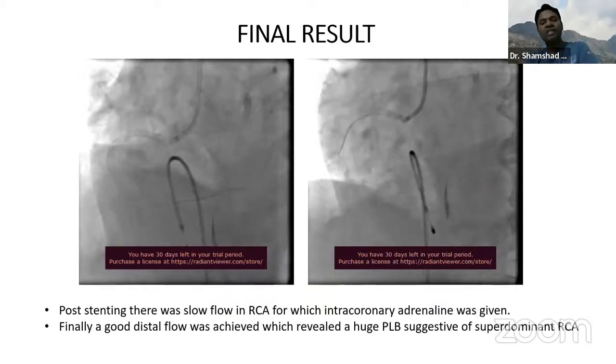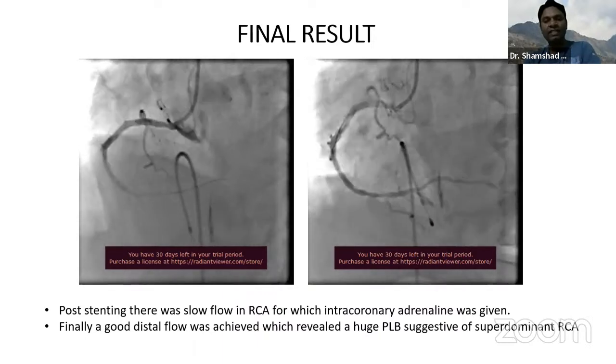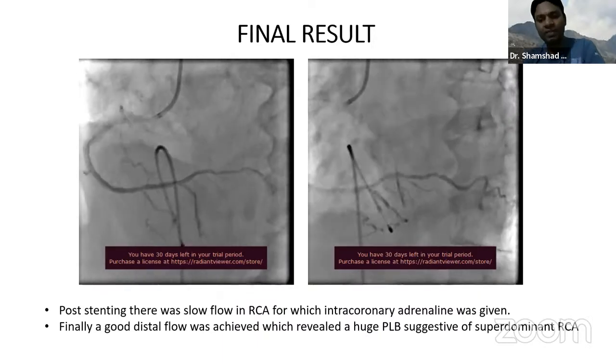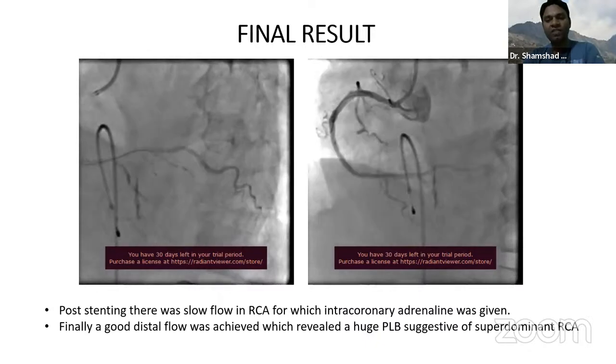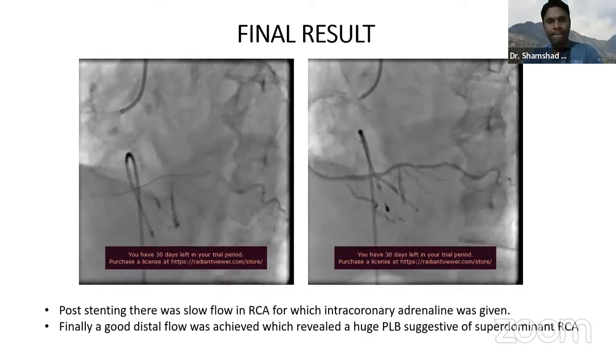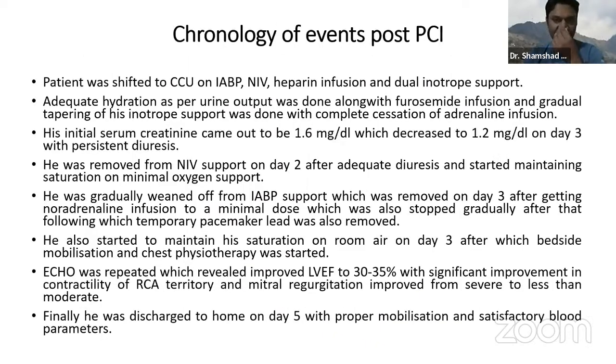Finally, good distal flow was achieved, and we can easily see that there was a huge PLB branch, which was suggestive of a superdominant RCA. The chronology of events after this procedure was that the patient was shifted to CCU on IBP and IV support, heparin infusion with dual inotrope support. Loading with ticagrelor was done, and cangrelor infusion was stopped after 2 hours.